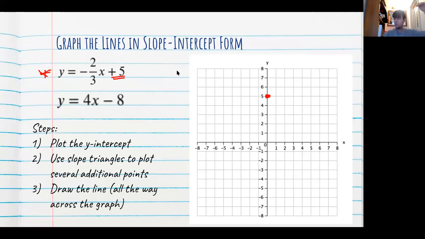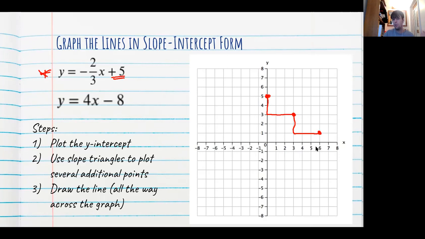It's a negative slope, so it's going to be going down and to the right. That's the way we read it. From left to right, it needs to be decreasing. So I start there, and I'm going to use some slope triangles. So I'm going down 2, that's my vertical change, and then over 3. And there we go.